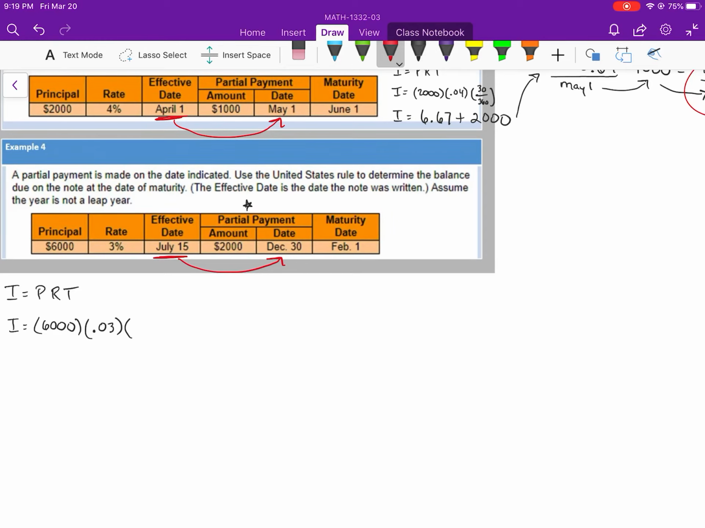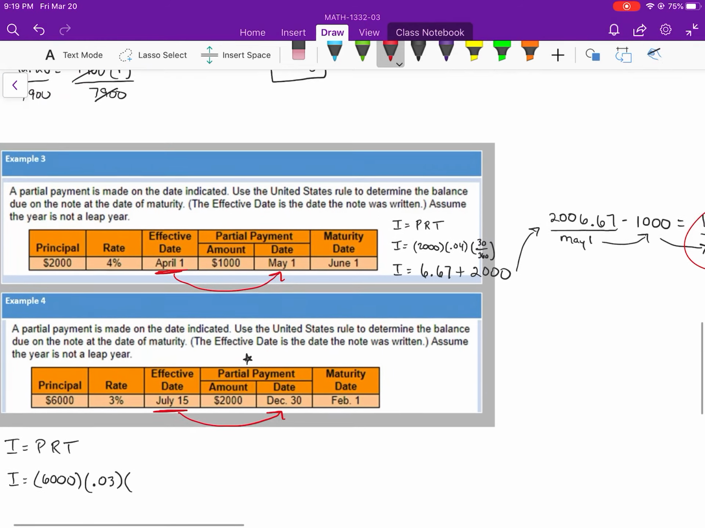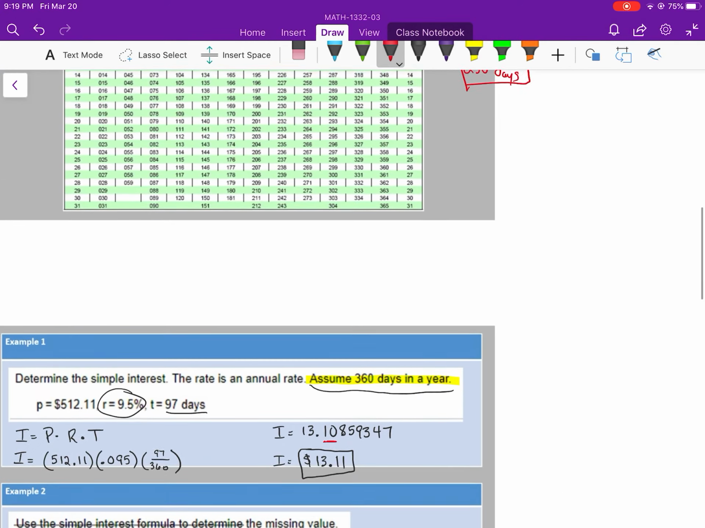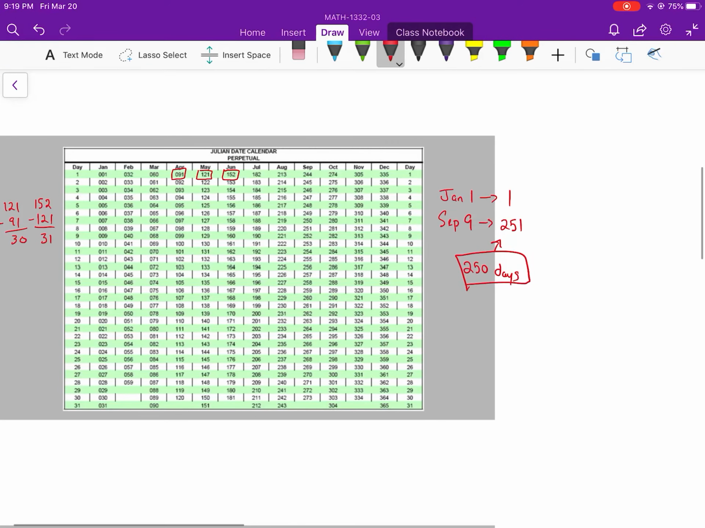I'm just going to pause a minute before I scroll up. July 15th to December 30th. July 15th, let me use a different color this time. Let's use purple. July 15th looks like it's 196, to December 30th.